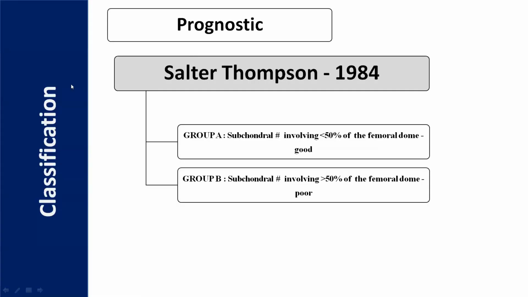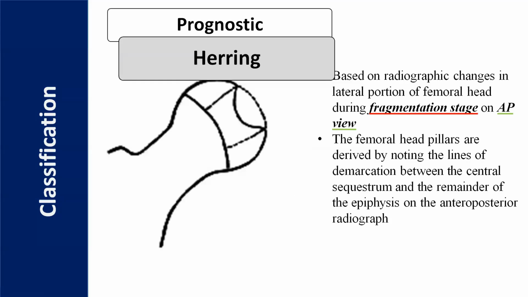Another prognostic classification was Salter-Thompson, which was described in 1984. He placed group A as a subchondral fracture involving less than 50% of the femoral zone. Usually it had a good prognostic outcome, while in group B, the subchondral fracture affected more than 50% of the femoral zone, and he described it as having a bad prognostic outcome.